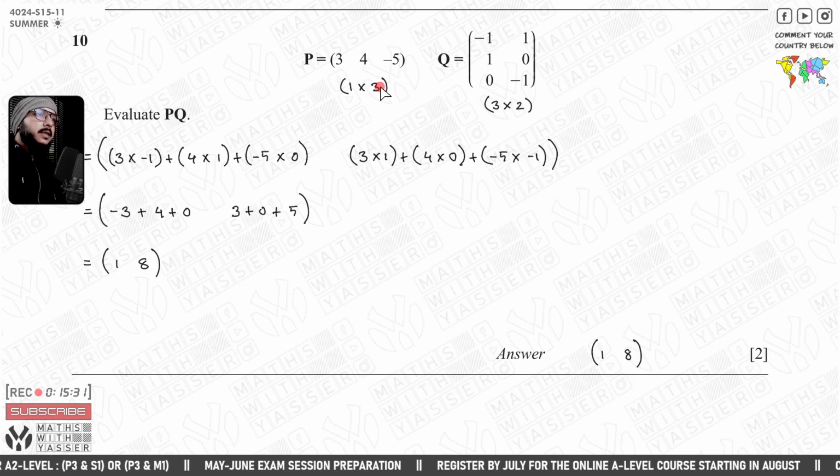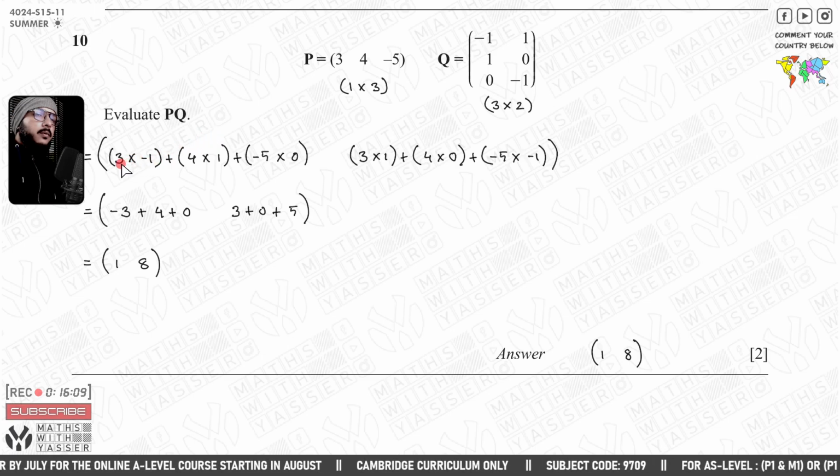Of course, this multiplication can be done because these two numbers are the same, and the dimension of the result upon multiplying will be 1 times 2. That means there will be one row and two columns in the result. This logic will help you in case you are confused about how the dimension of the final matrix will look.